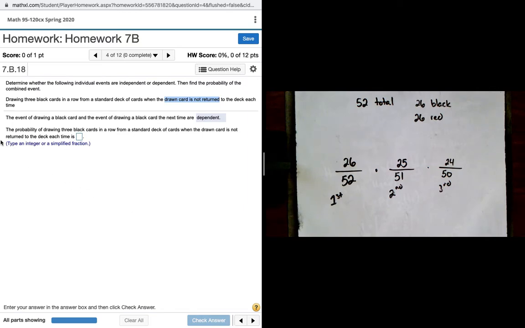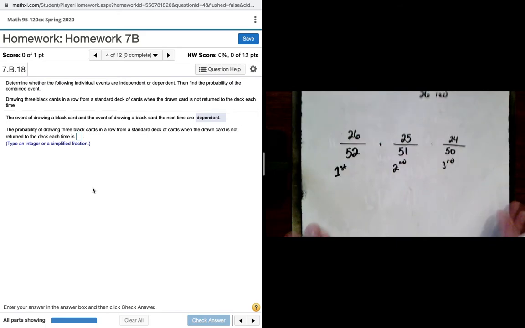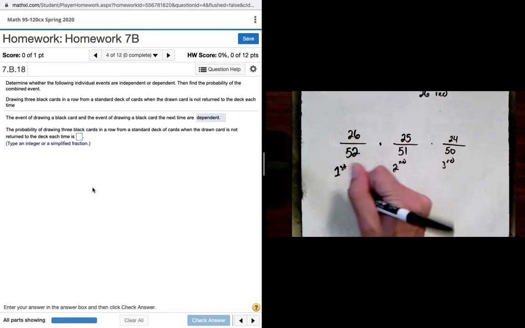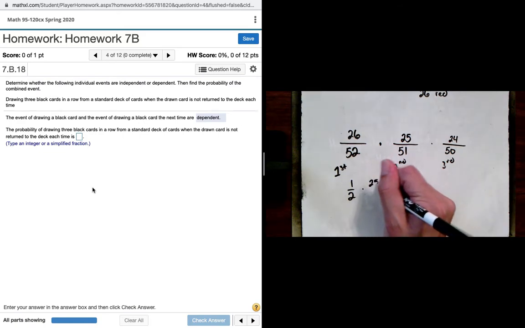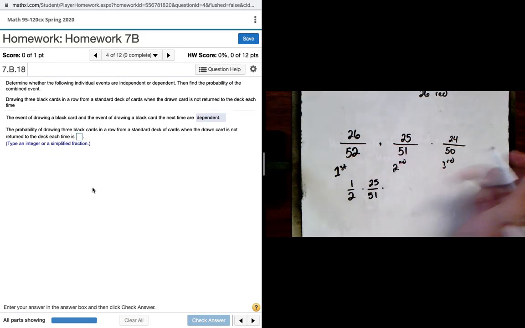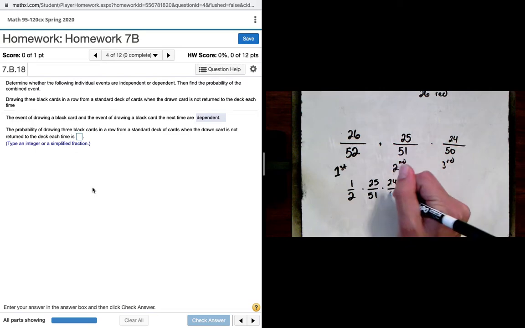In this problem, it told me to type an integer or a simplified fraction. So this is a good one for the calculator because I want to simplify this as much as I can. I'm going to do my best to simplify these fractions by hand, frankly, because I don't have my calculator with me. 26 out of 52 is 1/2, times 25 over 51, times 24 over 50.